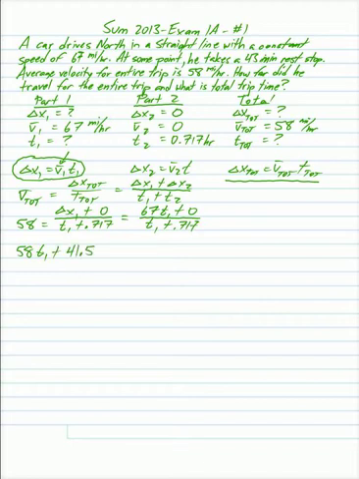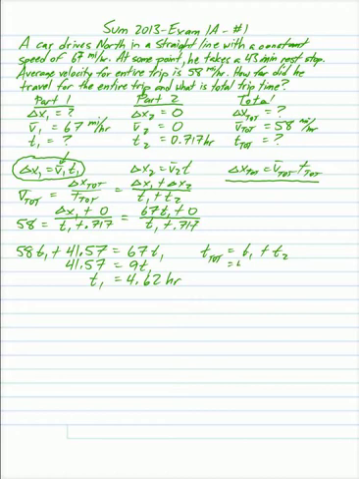Alright, so now I'm solving this algebraically. The algebra reveals that t1 is 4.62 hours. That means that t total, which is t1 plus t2, is 4.62 plus 0.717, which rounds to 5.3 hours.